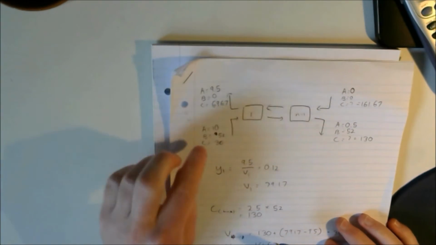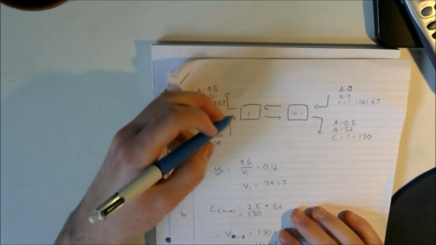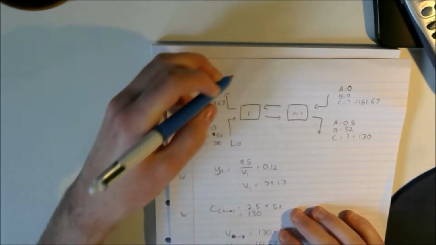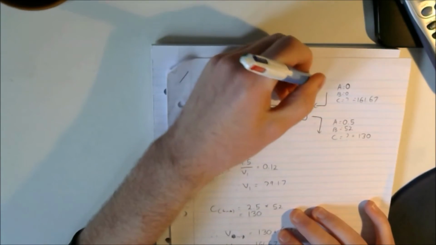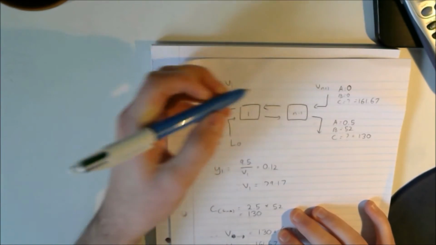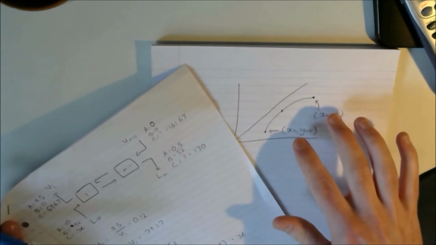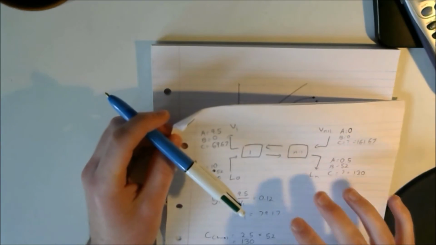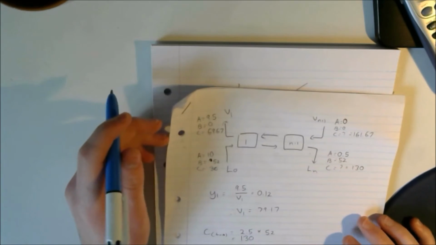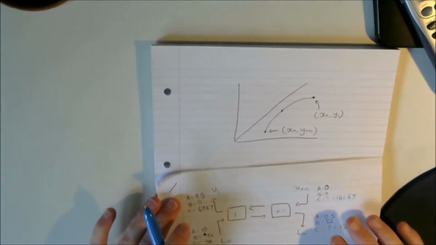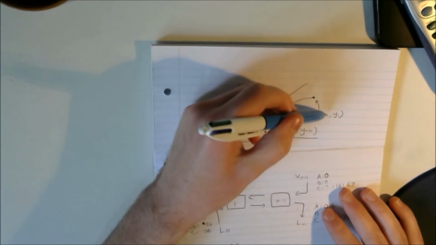Looking at our stream coming in, I should probably label these before we get going. This is L0, this is V1, this is Vn plus 1, and this is Ln. Those are the 2 points we need here. We've got all the data up here that we can solve those. So looking at L0, we want to figure out X0.